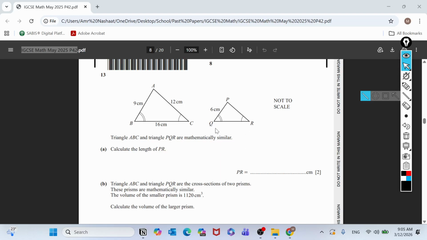Calculate the length of PR. Okay, so this is just, they're similar triangles, which means they're proportional. All the angles are the same. So 9 over 6, this side over this side, is going to be equal to this side over this side, so 12 over x. X here is going to be equal to 8. So yeah, the answer is 8. What else is there to say?